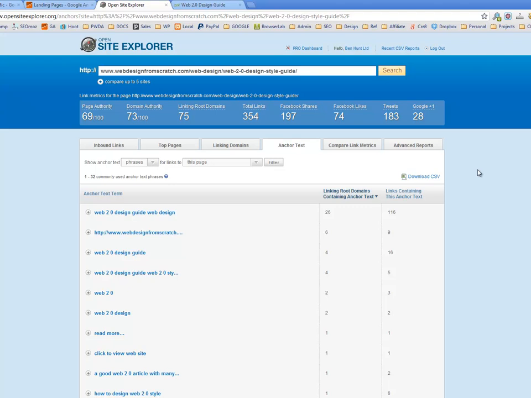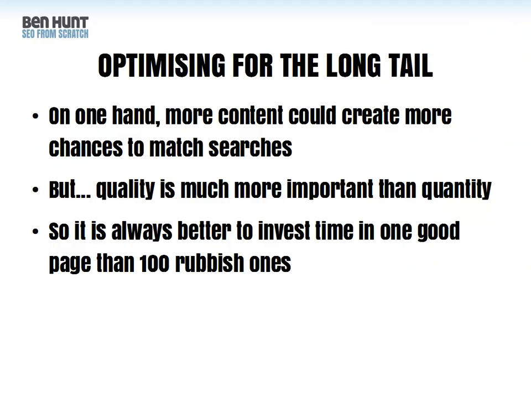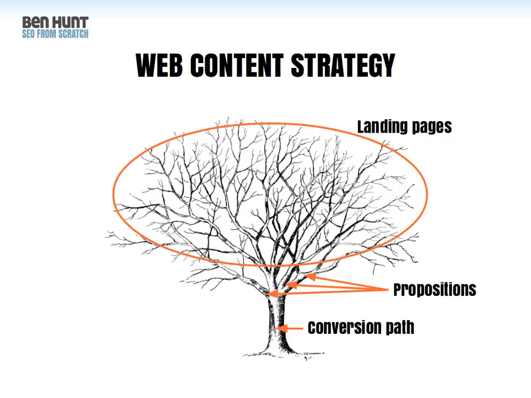If the content was poor, then people wouldn't want to share it. They wouldn't want to link to it. And so there's a negative effect, isn't it, called an entropic effect. You really are pushing uphill, because poor content isn't going to attract more attention and links to itself over time, but great content does. So we're going to be talking a lot more about great content as we go. It's always better to invest your time in one good page than 100 rubbish ones.